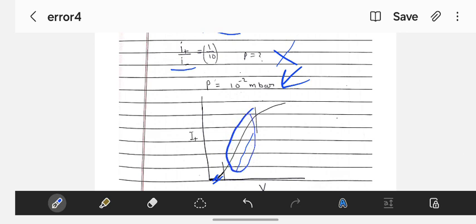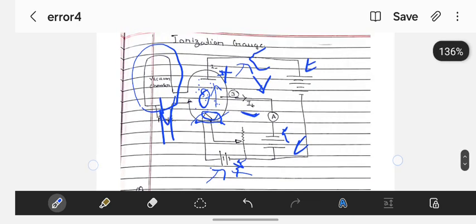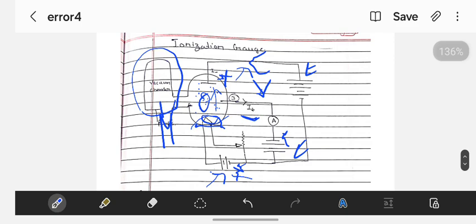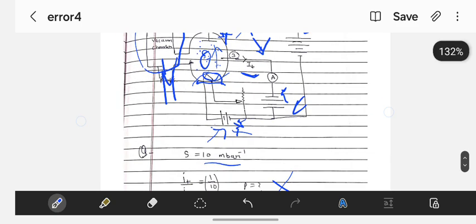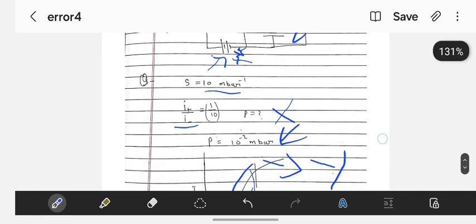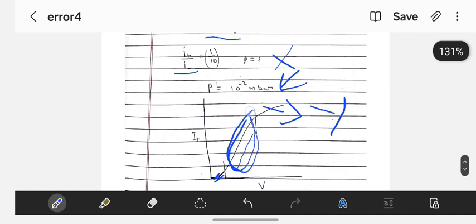We only calculate values in this range, because here the saturation will definitely come. Once all the particles are ionized, the current will be a constant value, and that is saturation. So we measure the pressure values in this range.